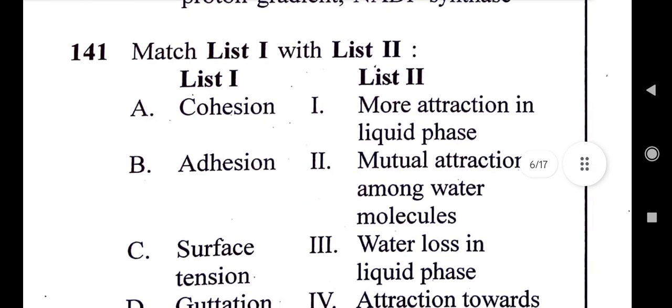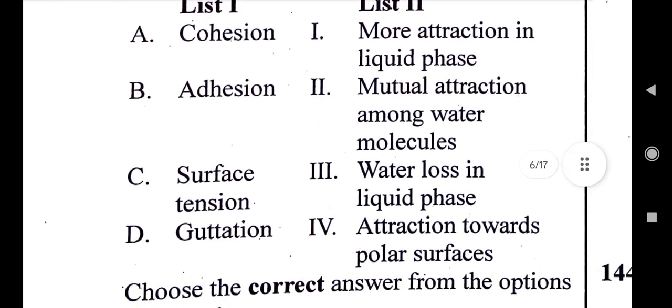Let's see question number 141. Match list 1 with list 2. Option A, cohesion, matches with 1, more attraction in liquid phase. Option B, adhesion, matches with 2, mutual attraction among water molecules. Option C, surface tension, water loss in liquid phase. Option D, guttation, matches with 4, attraction towards polar surfaces.